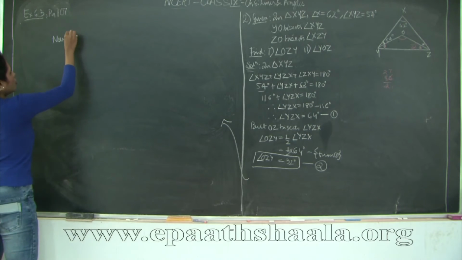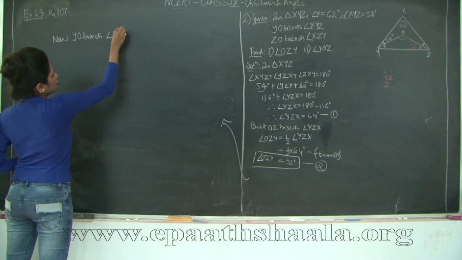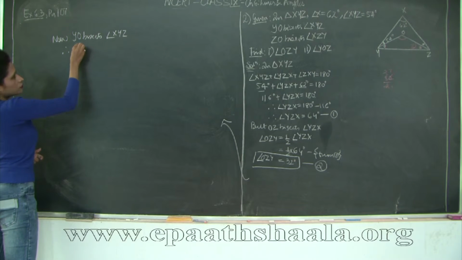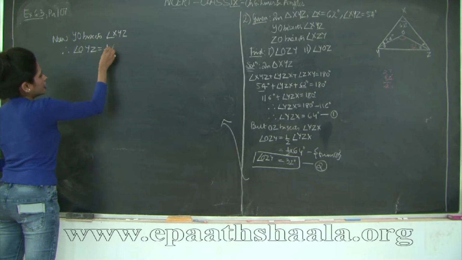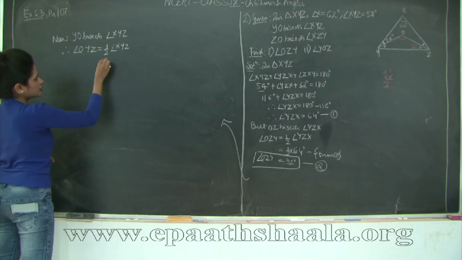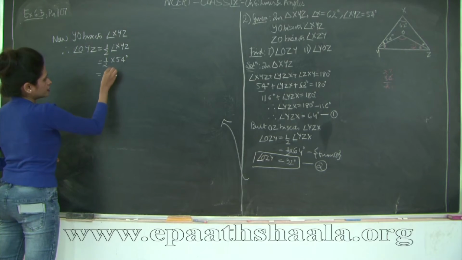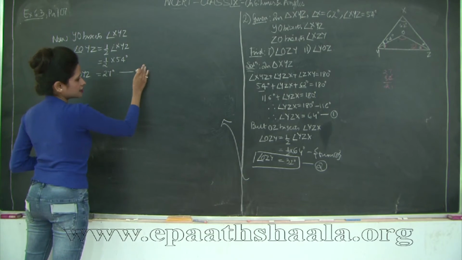Now, OY bisects angle XYZ. Therefore, angle OYZ is equal to half angle XYZ. But XYZ is given to be 54 degrees. Therefore, this is half of 54 degrees, which is equal to 27 degrees. Correct? I'll mark this as OYZ. I'll mark this as 3.